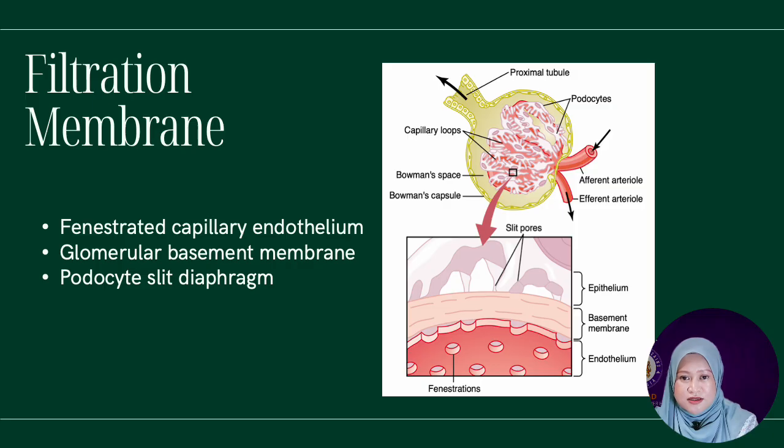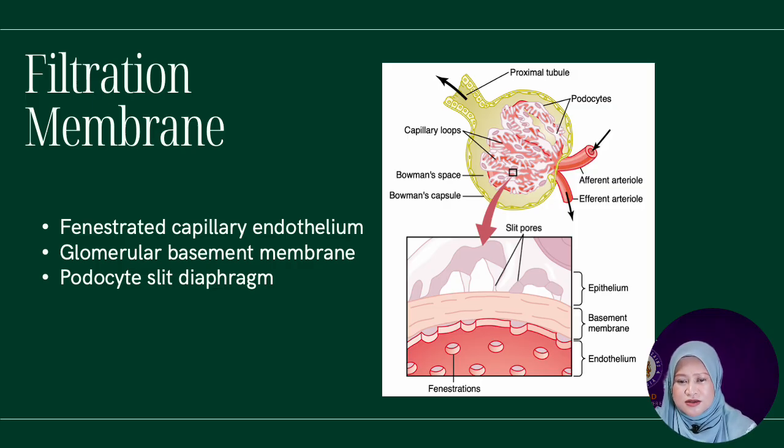So when plasma is filtered, it must pass through all these three layers. First the endothelium, then the basement membrane, and finally the slit diaphragm. Together, these layers ensure that water and small solids are filtered, while white cells and proteins are retained in the bloodstream. If any part of this barrier is damaged, its selectivity is lost. For example, if the basement membrane or podocytes are disrupted, proteins can leak into the urine. This condition is known as proteinuria and is often a sign of glomerular disease.